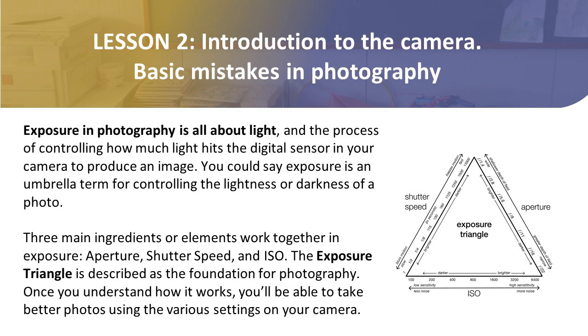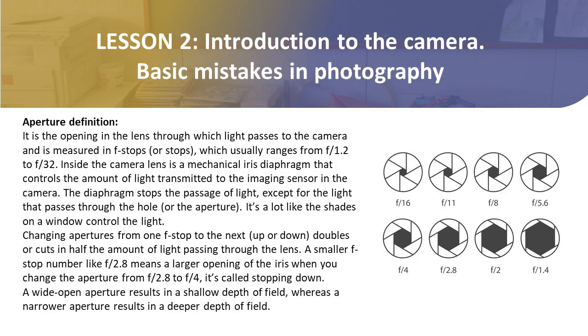Okay, let's do it. Aperture definition. So what is aperture? It is basically the opening of the lens through which light passes to the camera and is measured in f-stops or just stops, which usually ranges from f1.2 to f32.